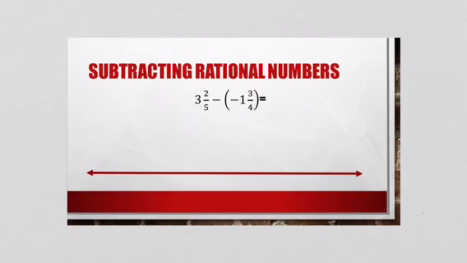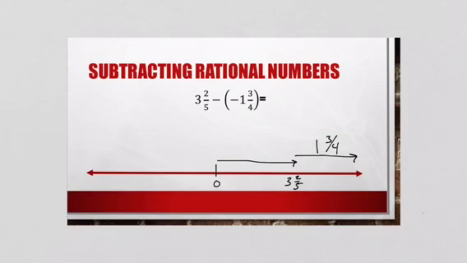3 2/5 minus negative 1 3/4. So if we start at 0, we would go to 3 2/5. Now it says to take away the negative. Well, if we take away the negative, we're heading in the positive direction. And we will head 1 3/4 in the positive direction. So can you tell what we need to do? If you said add, you're correct, because we're going to be going even more in the positive direction.